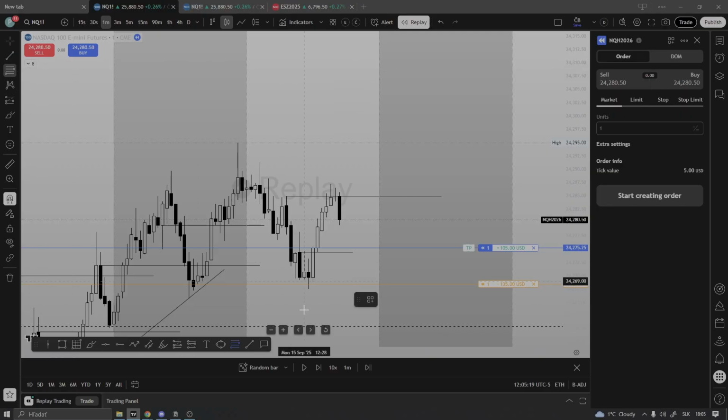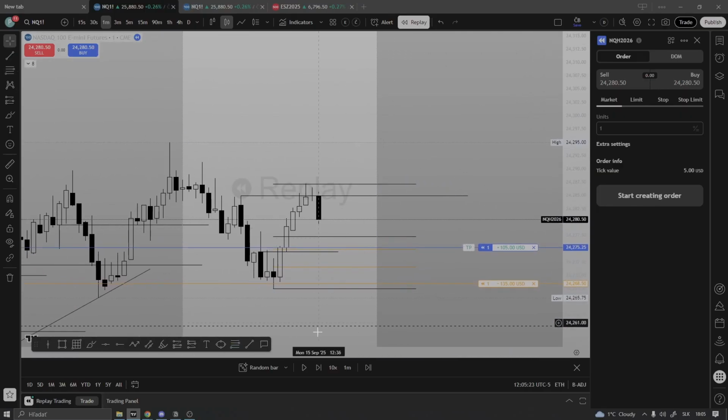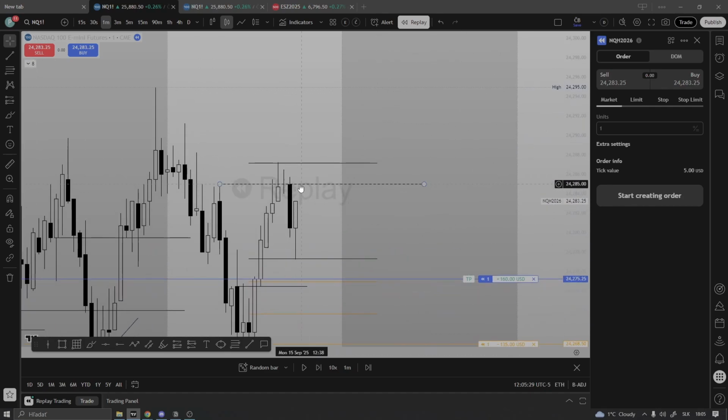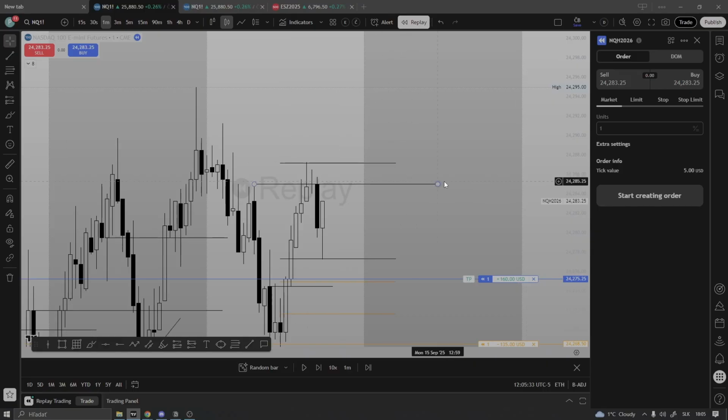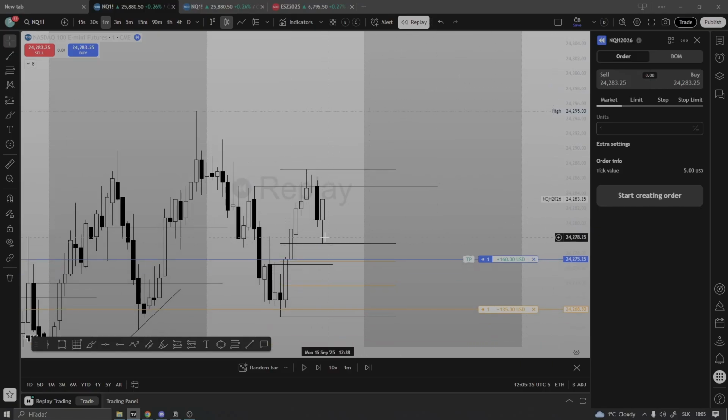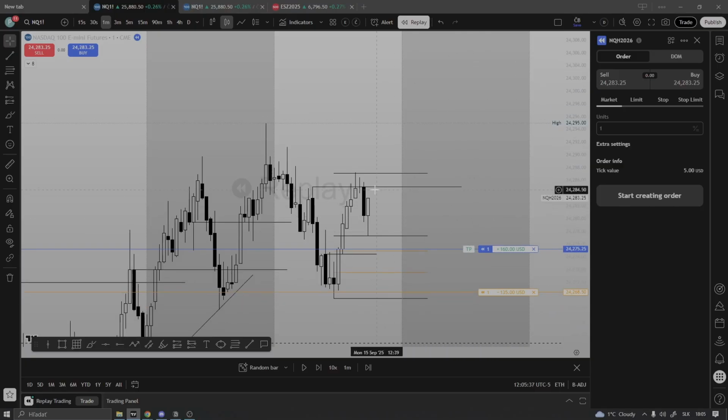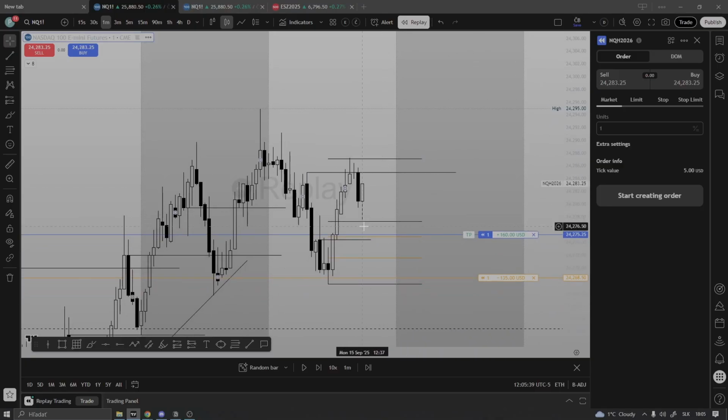Okay, so now 50%. Internal soup. So now I would like to see us closing above that 12.36 candle. If so, we can enter, probably with one more confirmation, and then we can put our stop below that 12.37 candle.